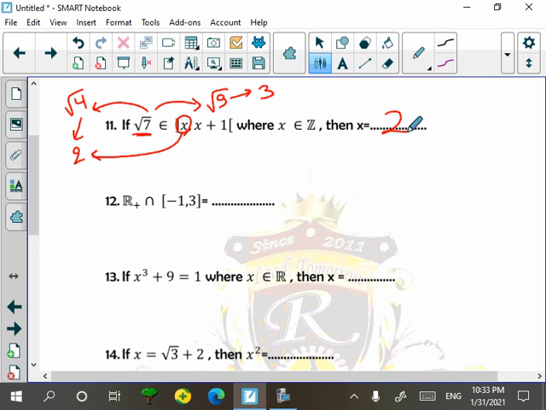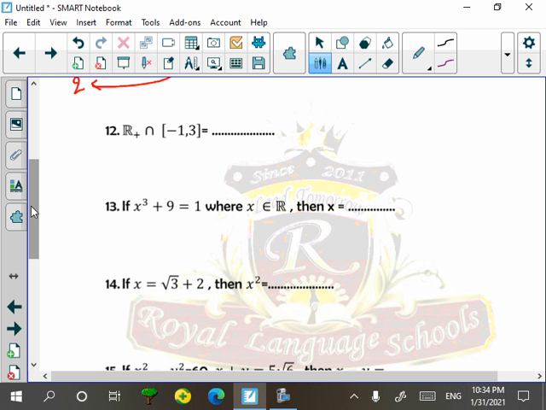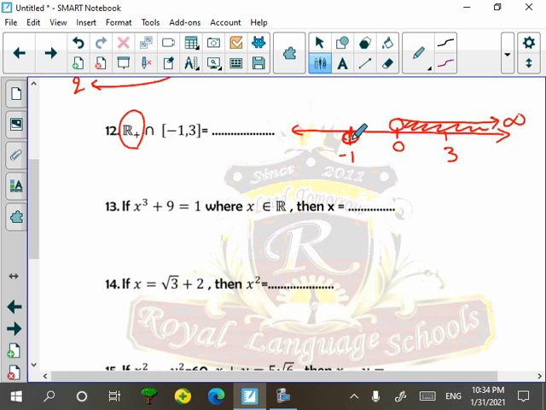Number 12. R positive intersection with negative 1 and 3 closed interval. Let's represent it on the number line. This is the number line. R positive is from 0, and 0 will be open until positive infinity. And negative 1 and 3: negative 1 closed and 3 closed, and this is the representation. Then the intersection between the graph above the number line and the graph below the number line is between 0 and 3, 0 open and 3 closed.